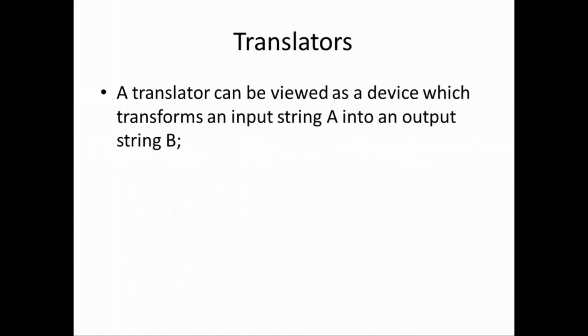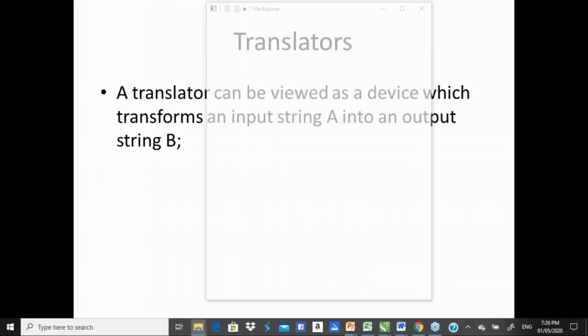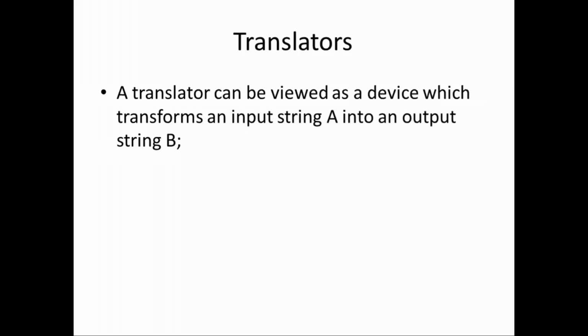Then from there we talked about translators. We said a translator can be viewed as a device which transforms an input string A into an output string B. Basically, a string of A is converted to a string of B. That is what the translator does.